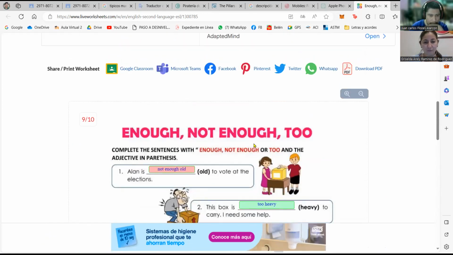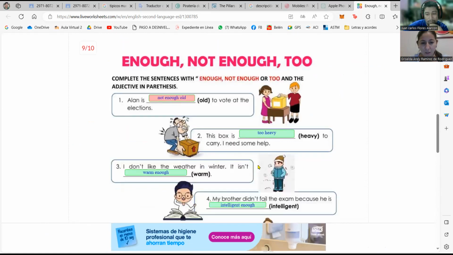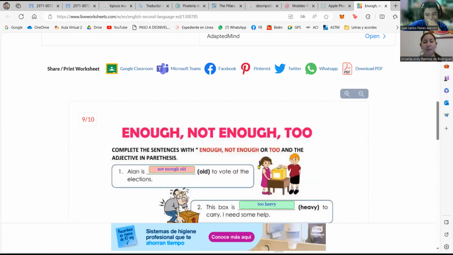Number 1. Not enough. All. Pues es tú porque yo le puse all, not enough. Puse primero el all. Entonces, tiene que ser too all. Pero too, se ve que es un niño. Entonces no podríamos decir demasiado viejo. Demasiado viejo para votar en las elecciones. O quizás va en otro orden.